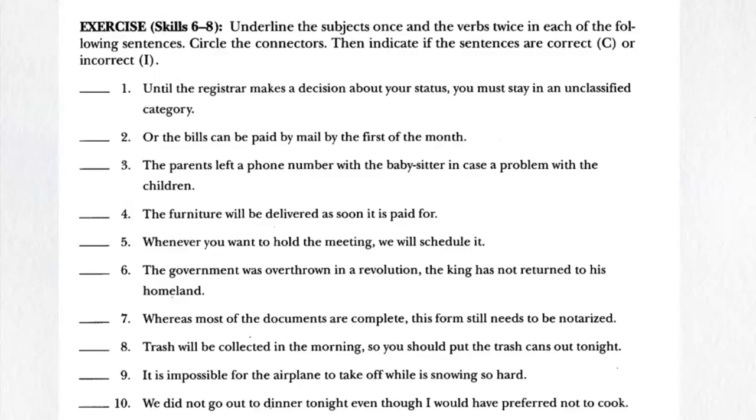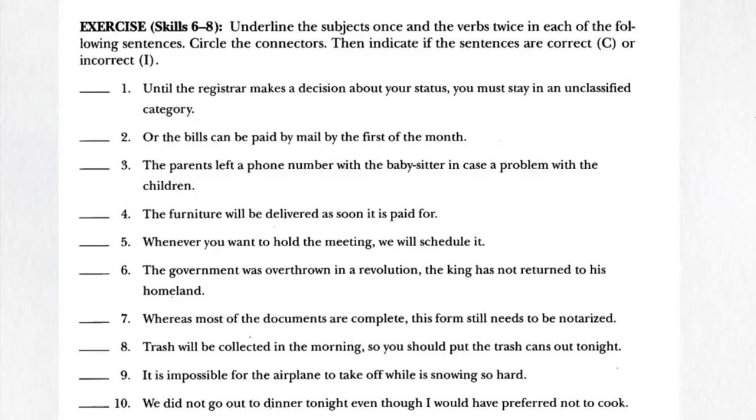Okay, so let's check. Number 1 is correct. Number 2, incorrect. There's an unnecessary connector. We can omit "or". Number 3, incorrect. It is missing a verb, which could be "a problem occurred". Number 4, incorrect. There's an incorrect connector. It should be "as soon as".